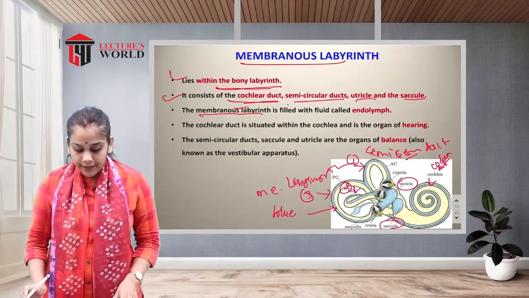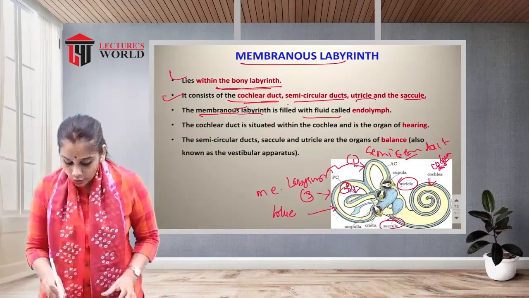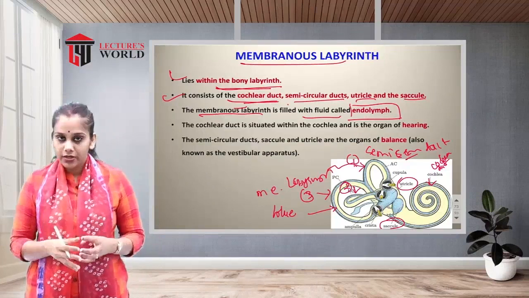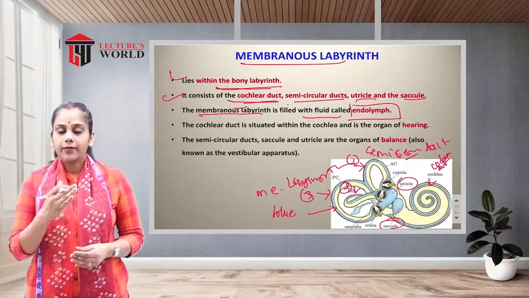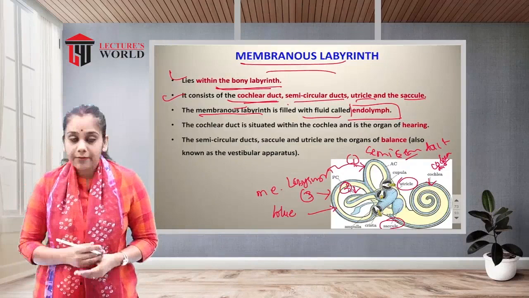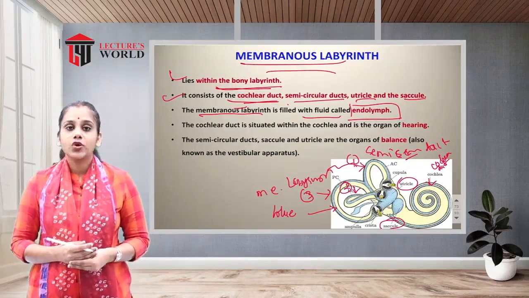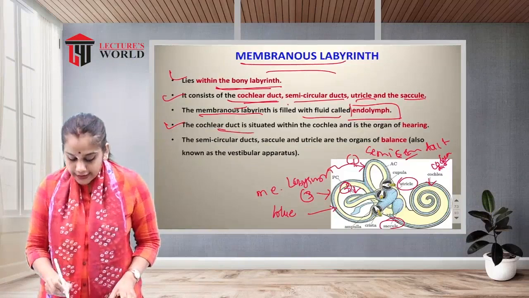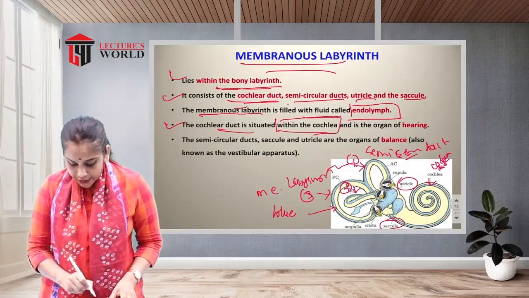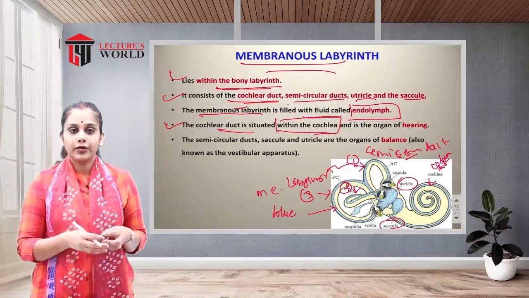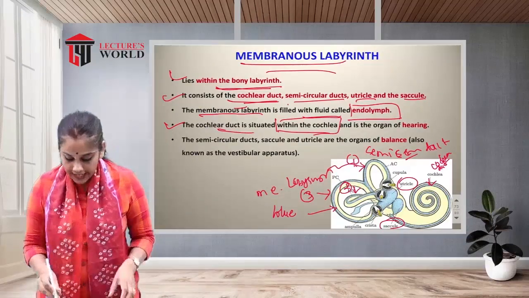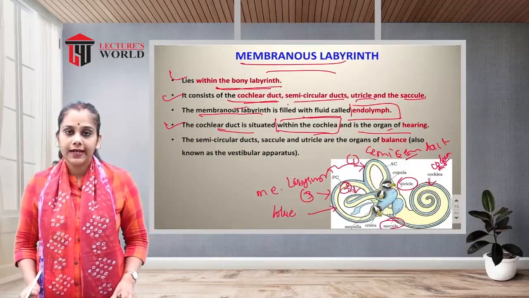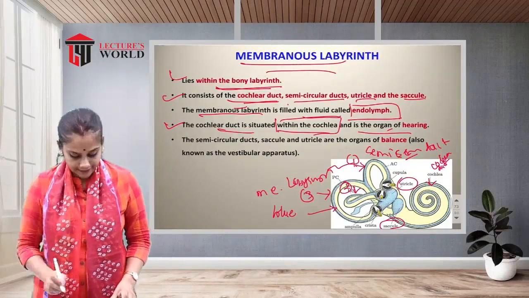The membranous labyrinth is filled with a fluid called the endolymph. In the bony labyrinth there is a fluid called the perilymph, but in the membranous labyrinth there is a fluid known as the endolymph. The cochlear duct is situated within the cochlea, and it is the organ of hearing. The main function of the cochlea is hearing.